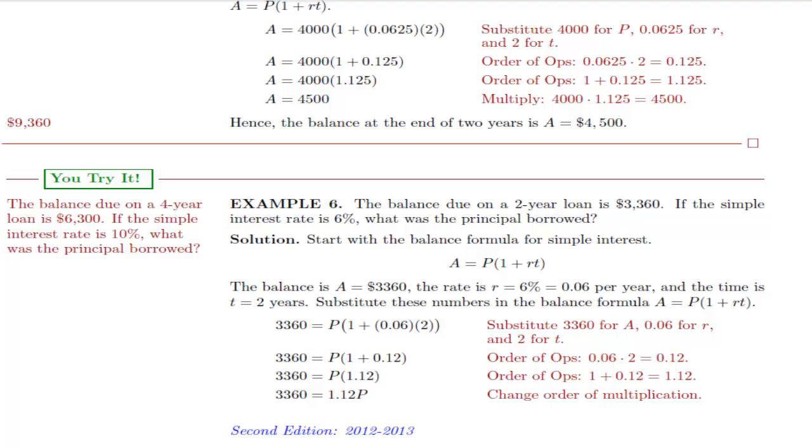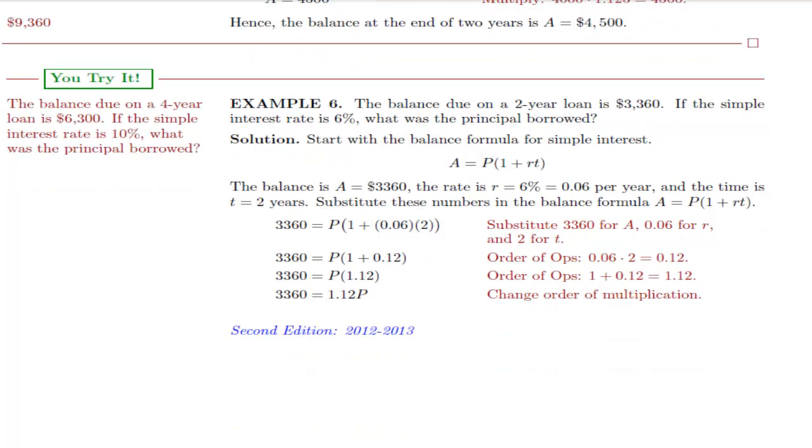Example 6. The balance due on a 2-year loan is $3,360. If the simple interest rate is 6%, what was the principal borrowed? Solution. Start with the balance formula for simple interest. A equals P times the sum of 1 and RT. The balance is A equals $3,360. The rate is R equals 6%, which equals 0.06 per year as a decimal, and the time is T equals 2 years. Substitute these numbers in the balance formula.